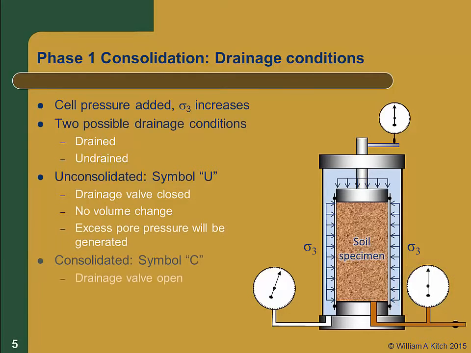If the valve is open, the specimen is free to drain, and we call this phase consolidated and use the letter C to label it. In this case, the soil will be allowed to change volume, and all excess pore pressures will be dissipated by the end of the consolidation phase.